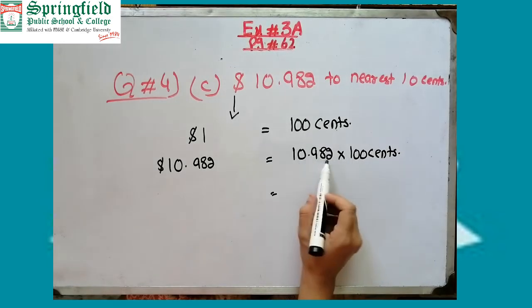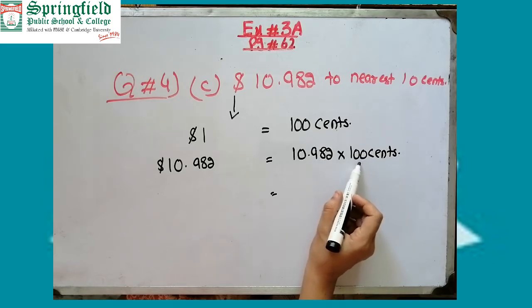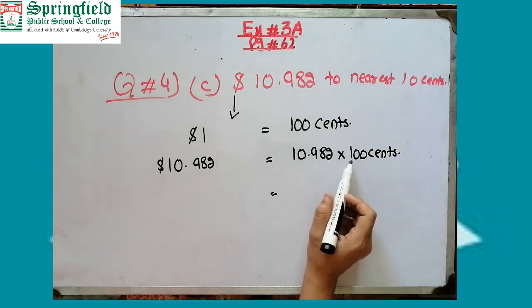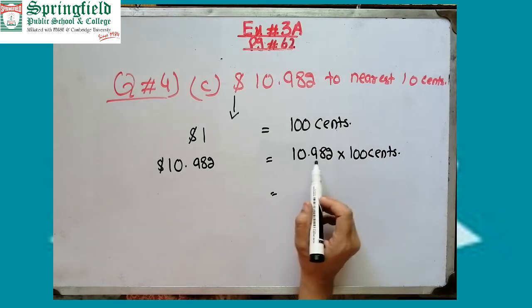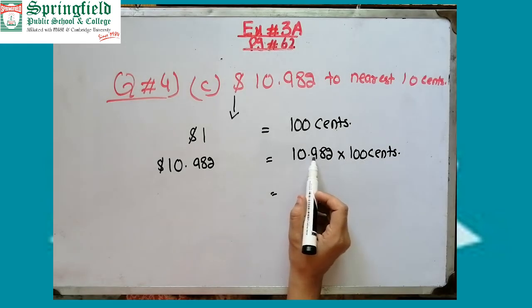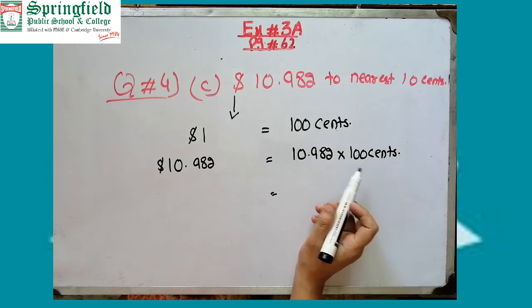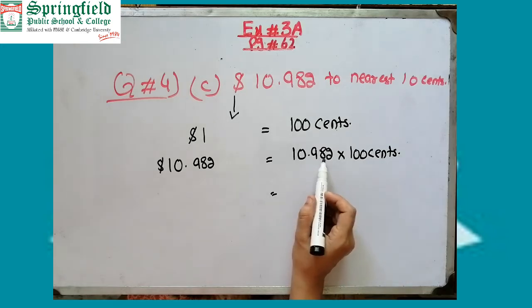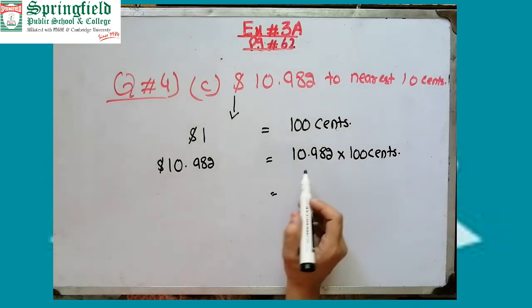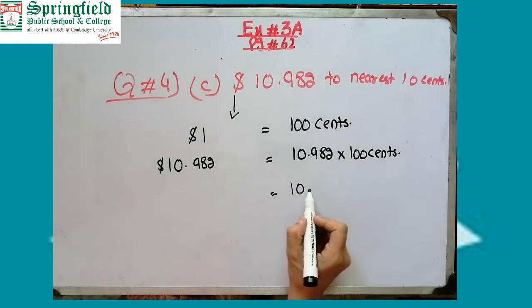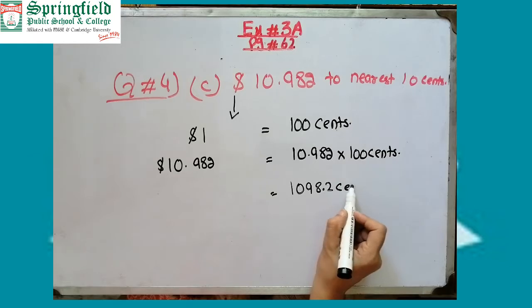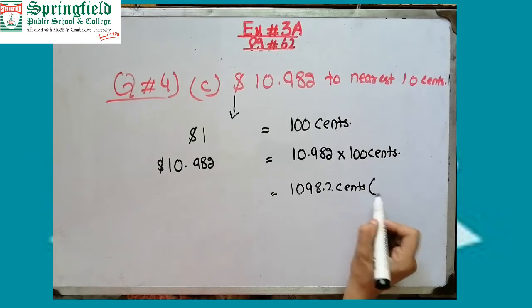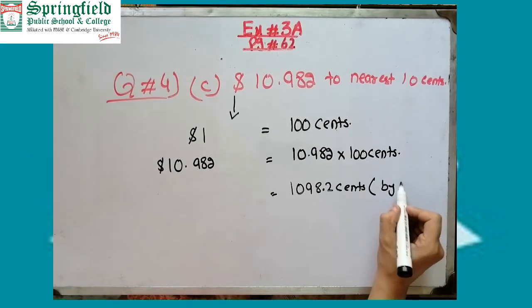So this decimal number is multiplied by 100. First we will check how many zeros are here: 1, 2. It means the point will move forward. How many steps? 2 steps. So 1, 2. The new number will become 1098.2 cents by the multiplication rule.